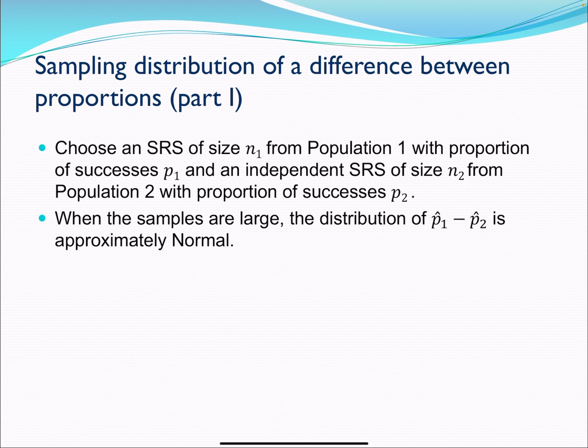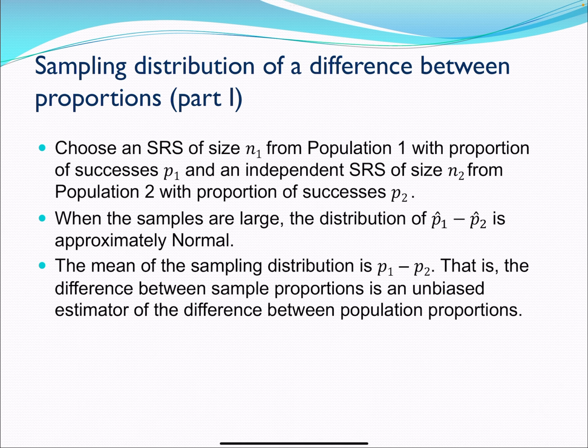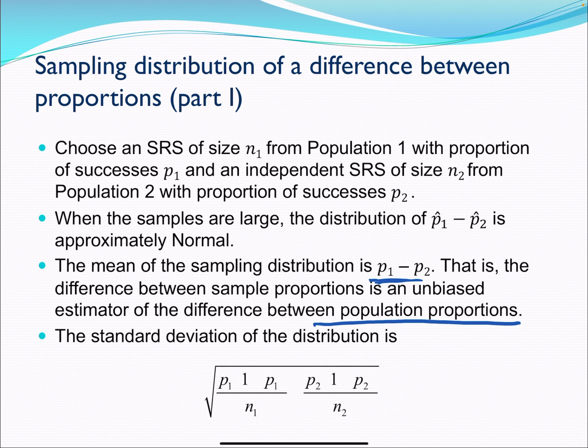When the samples are large, the distribution of P hat sub 1 minus P hat sub 2 should be approximately normal. The mean of the sampling distribution is going to be P1 minus P2. That is, the difference between the sample proportions is an unbiased estimator of the difference between population proportions. And the standard deviation of the distribution will be given as follows: the square root of P1 times 1 minus P1 over N1 plus P2 times 1 minus P2 over N2. So see, it's kind of double the formula we were using before.